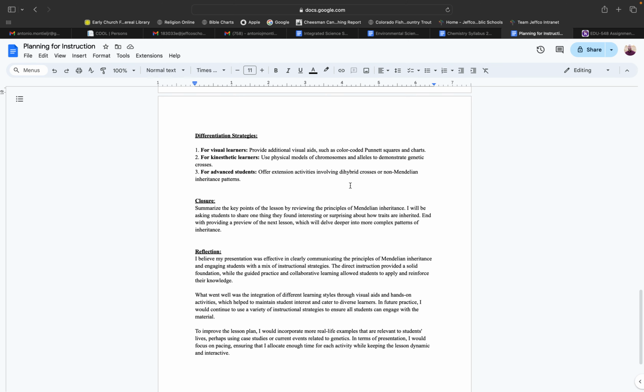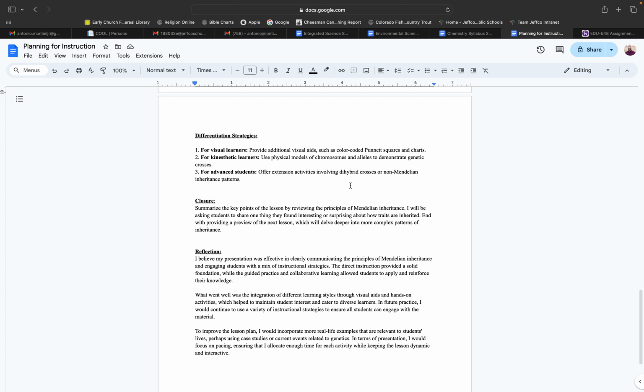Differentiation strategies. Just like I mentioned before, we have visual learning opportunities such as slideshows, even color-coded Punnett squares, and possible charts. For kinesthetic learners, use physical models of chromosomes and alleles to demonstrate genetic crosses. This one's a little difficult. Even though I have put it on paper, I haven't necessarily done this one, just because we do Punnett squares. We don't touch on chromosomes till later down the road, again, like in those genetic mutation problems.